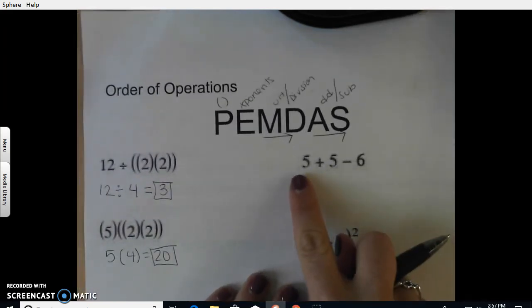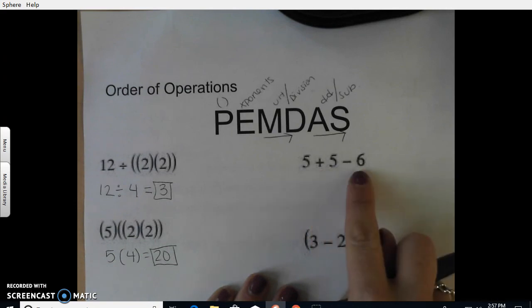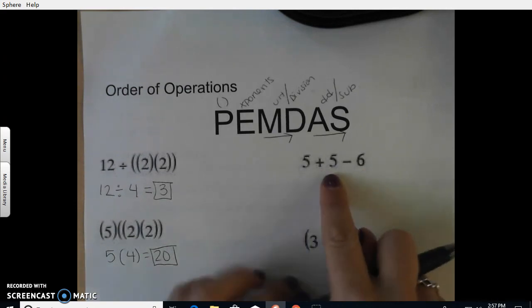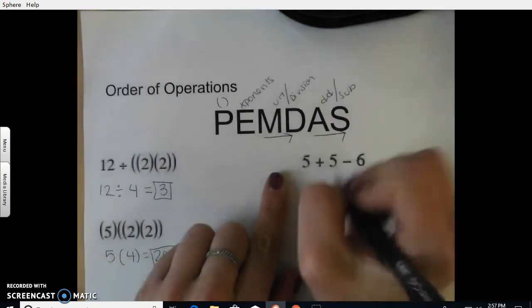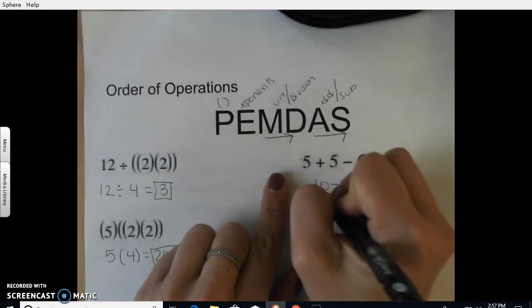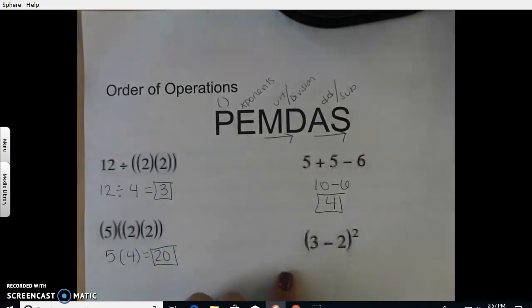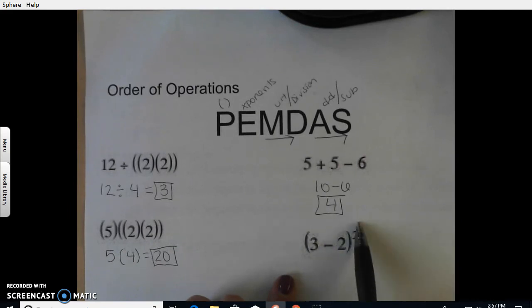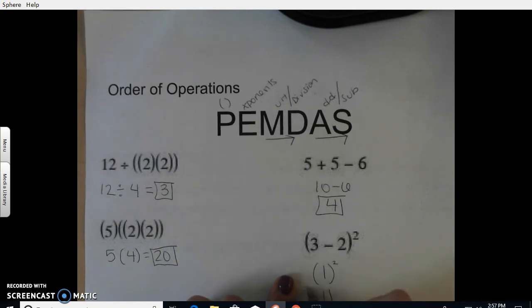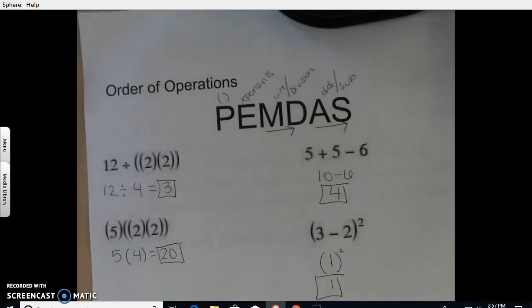From left to right, since we have all addition and subtraction, 5 plus 5 is 10, minus 6, which is 4. Here we have parentheses and then an exponent, so 3 minus 2 is 1. Squared is 1. And that is all.